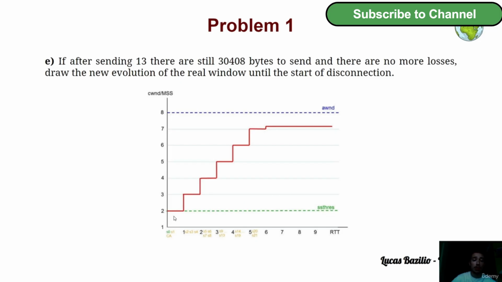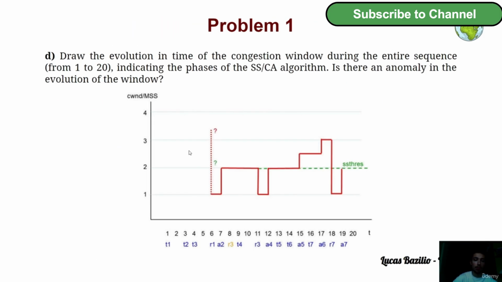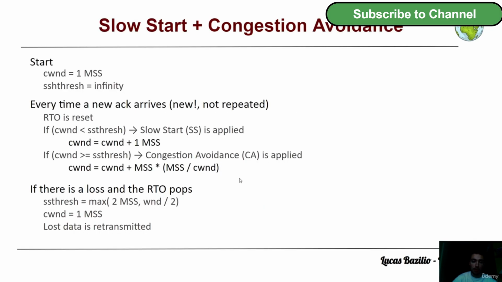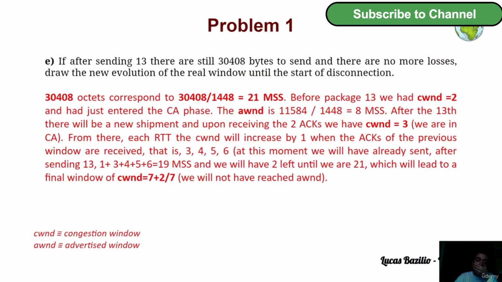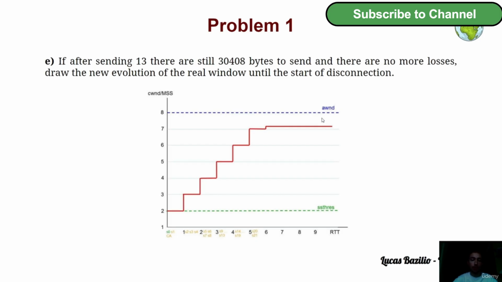Keep in mind that here we are considering the case from packet 13. Essentially we continue this graph that we saw before, but now instead of beginning from time 1, we begin from time 13, from exchange 13. In fact, the origin of the plot is exchange 13, and now the x-axis is 1 round trip time. So at each round trip time, the congestion window will be increased by 1. This is what happens in congestion avoidance. And then the final increment, as we see, is 7 plus 2 divided by 7, so we will never reach the value 8, which is the value of the advertised window.